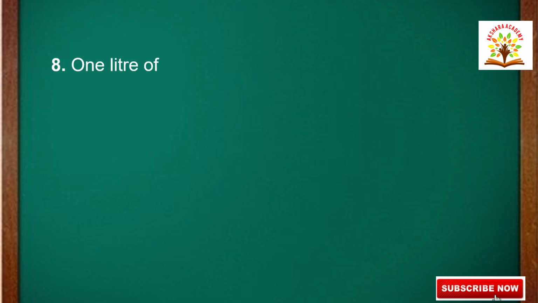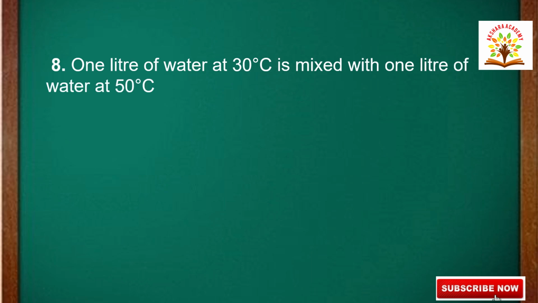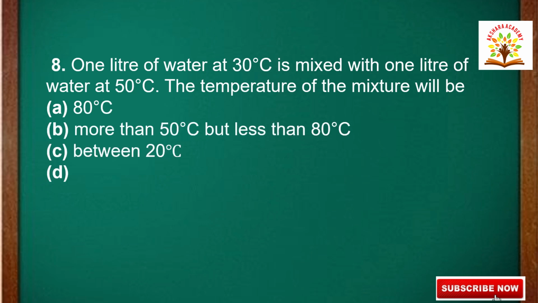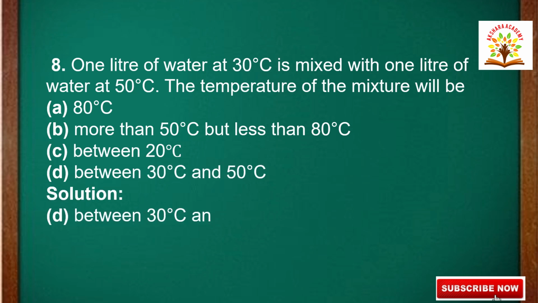Next, go to the 8th question. 1 liter of water at 30 degrees centigrade is mixed with 1 liter of water at 50 degrees centigrade. The temperature of the mixture will be: first option 80 degrees centigrade, second option more than 50 but less than 80, third one between 20 and 30, and fourth one between 30 and 50. So the answer is between 30 and 50.